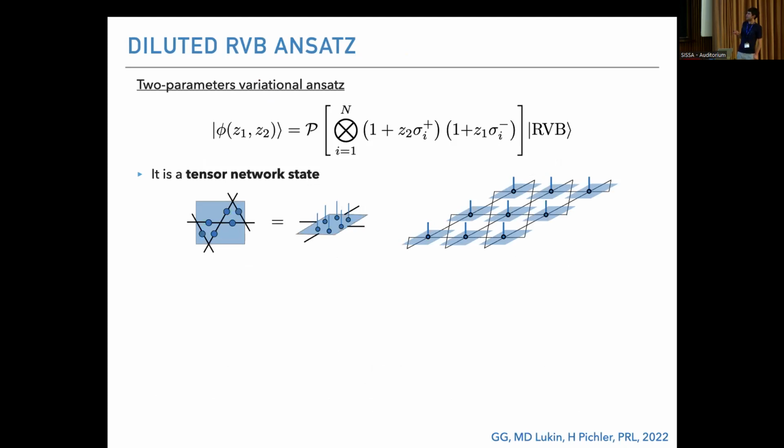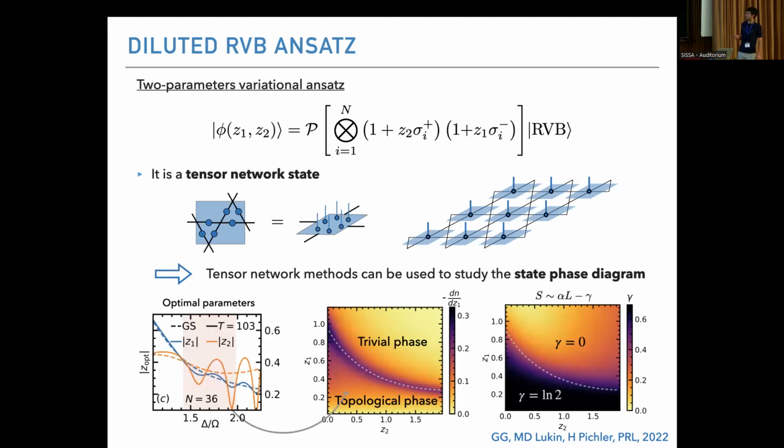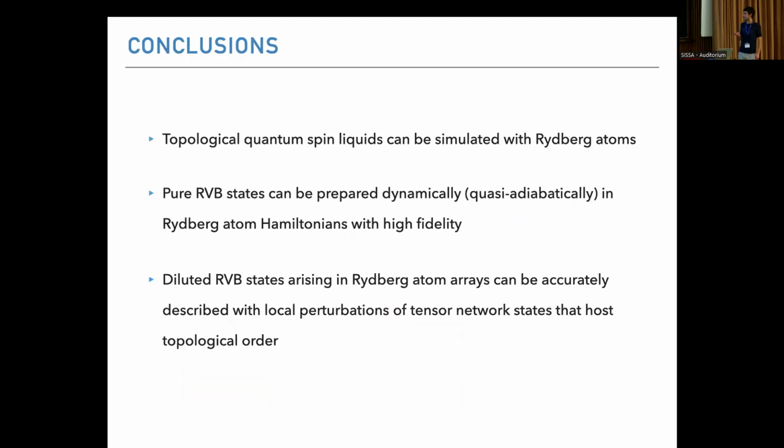So what you can do is study the two-parameter phase diagram of this state here. You just study the properties of this state. And you realize that there is indeed a topological phase in this corner of the two-parameter phase diagram of the state. And you see that the optimal parameters that you get from the optimization are indeed inside this topological phase. And this is a sort of theoretical confirmation of the fact that you can have topological order with defects. And so what they observed experimentally might indeed be this state here, with rigorously proven topological order.